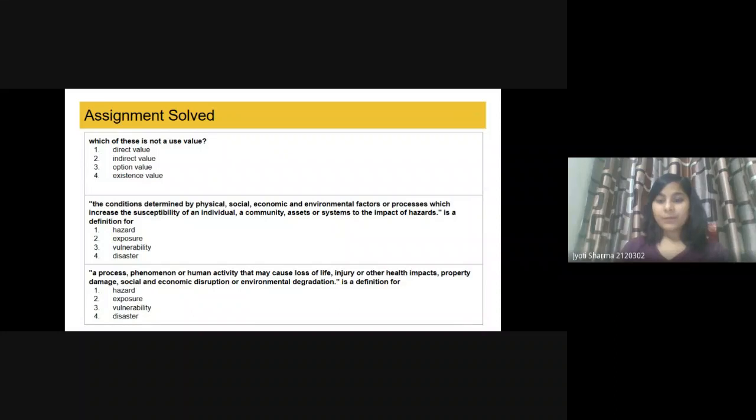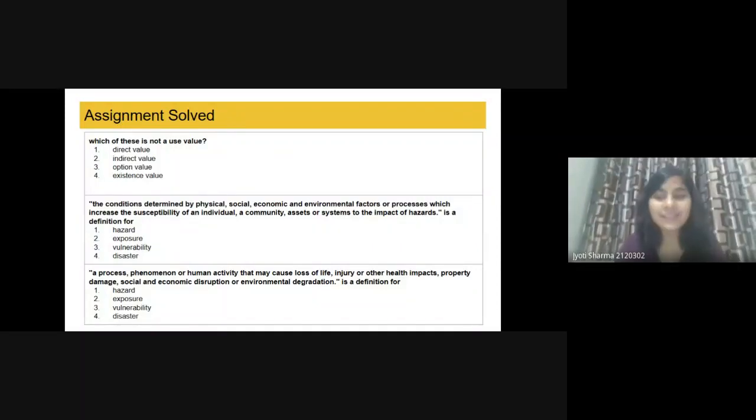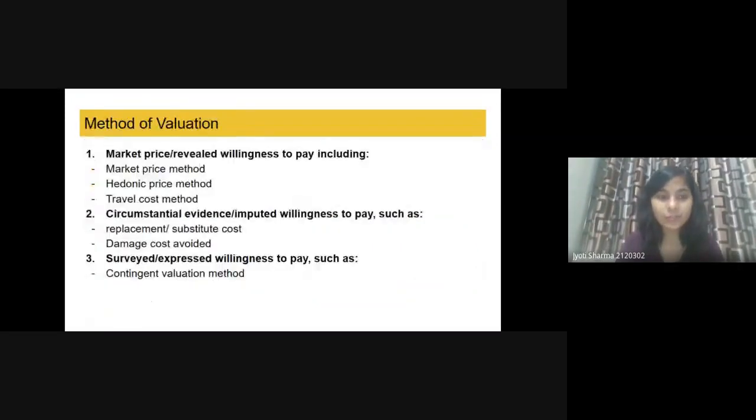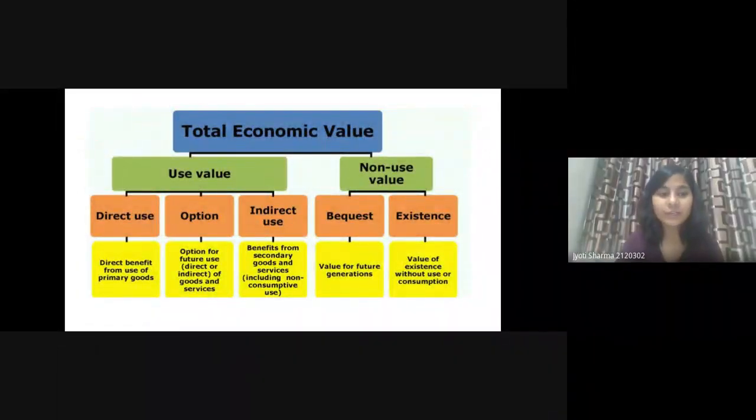Kuldeep, option value? Ma'am, option value. No, we have existence value. I showed you the picture there. Here, see, in the use value, I have the direct option and indirect, but in non-use value I have the bequest, existence, and altruistic as well.